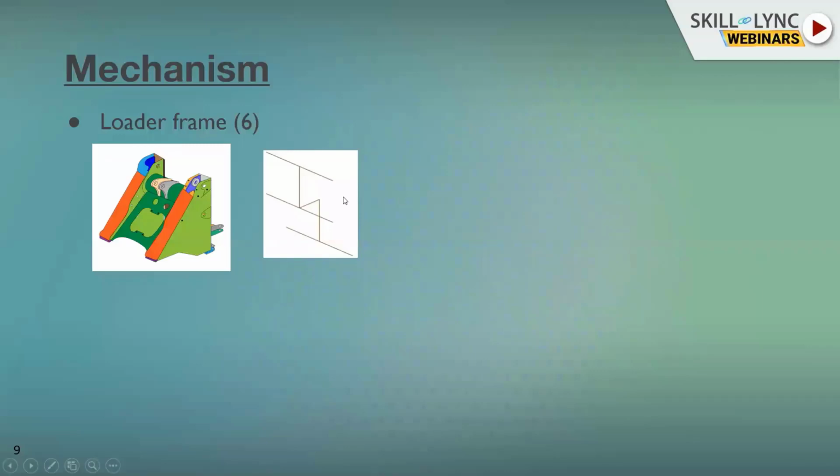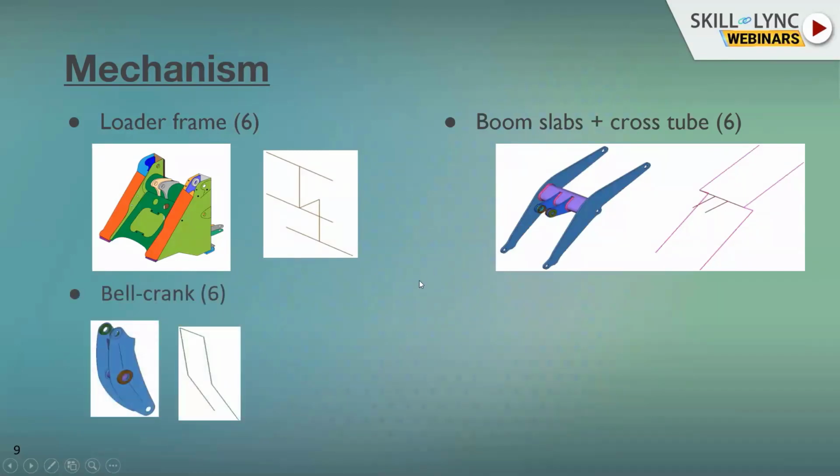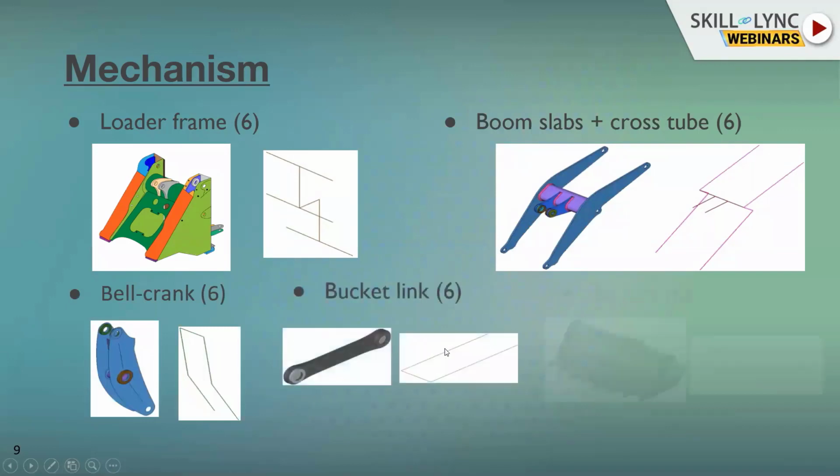So you can see how the loader frame gets modeled. And over here, what I've used is all those connection points. Connection points are the pivot points, the points where a particular body is getting connected to other bodies. So basically, we make points at those pivot point locations and join them together to constitute a single body. So this is how the loader frame was made, and this is how we have made a rigid body model, or a 1 degree model, of boom slabs and cross tube. Now bell crank, bucket link, and the bucket.